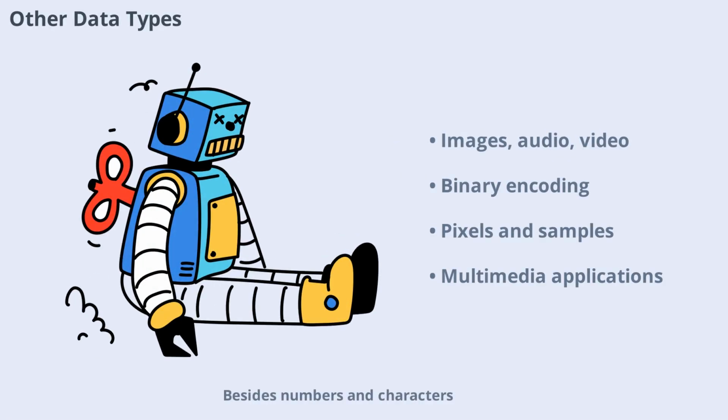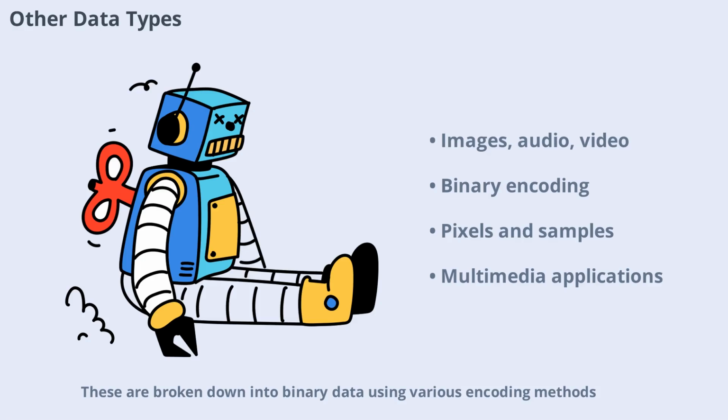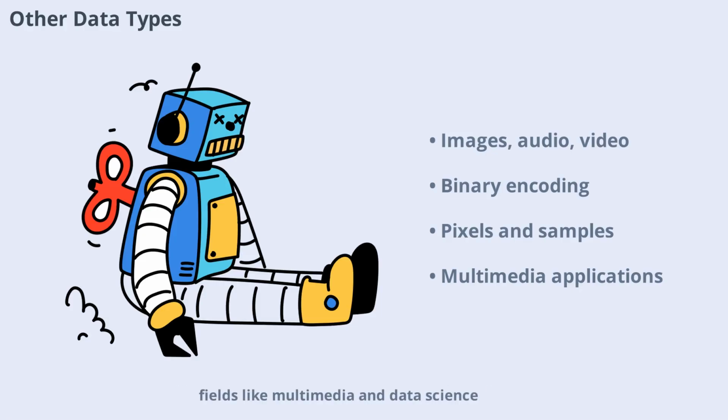Besides numbers and characters, computers also represent data types like images, audio, and video. These are broken down into binary data using various encoding methods. For instance, images are stored as pixels with binary color values, and audio as sequences of binary samples. Understanding these representations helps in fields like multimedia and data science.